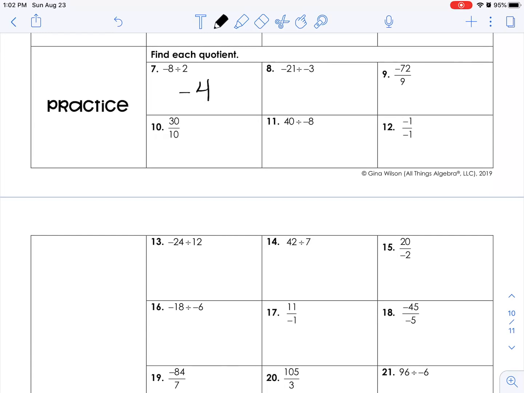Number 8, again, dividing like normal. 21 divided by 3 is 7. And we have two signs that are the same, so it's going to be a positive 7.